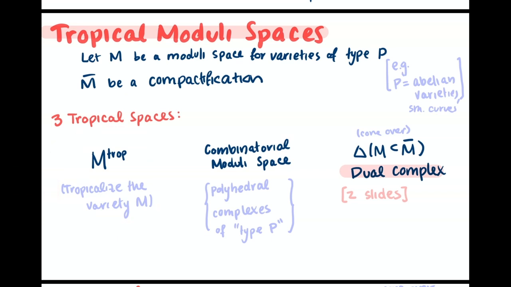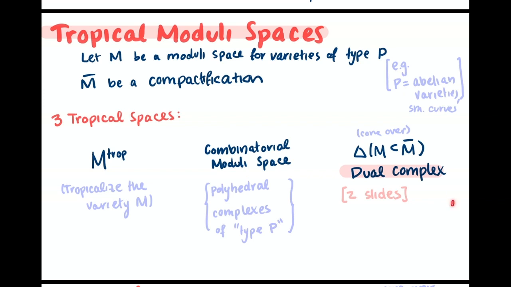Then the second thing you might do is say, well, M parameterizes varieties, so let's tropicalize those varieties and see what types of polyhedral complexes we get out of that, and then put all of those polyhedral complexes into a moduli space to get some kind of combinatorial moduli space. And we might call that the tropicalization of M. It's a combinatorial moduli space that's parameterizing the tropicalizations of things in M.